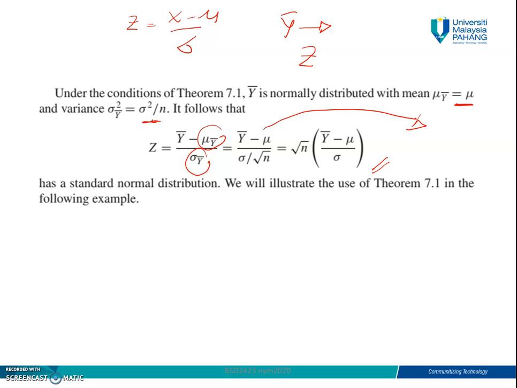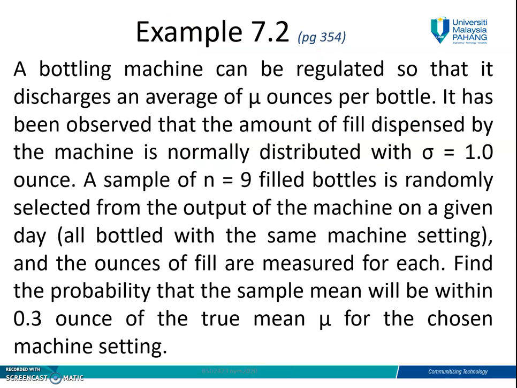And then we will illustrate the use of Theorem 7.1 in the following example. This is the application that you've learned in applied statistics, so I will just go through it a little bit. A bottling machine can be regulated so that it discharges an average of mu ounces per bottle. It has been observed that the amount of fill dispensed by the machine is normally distributed with sigma 1.10. So you can see here we have mu, and we have sigma known.